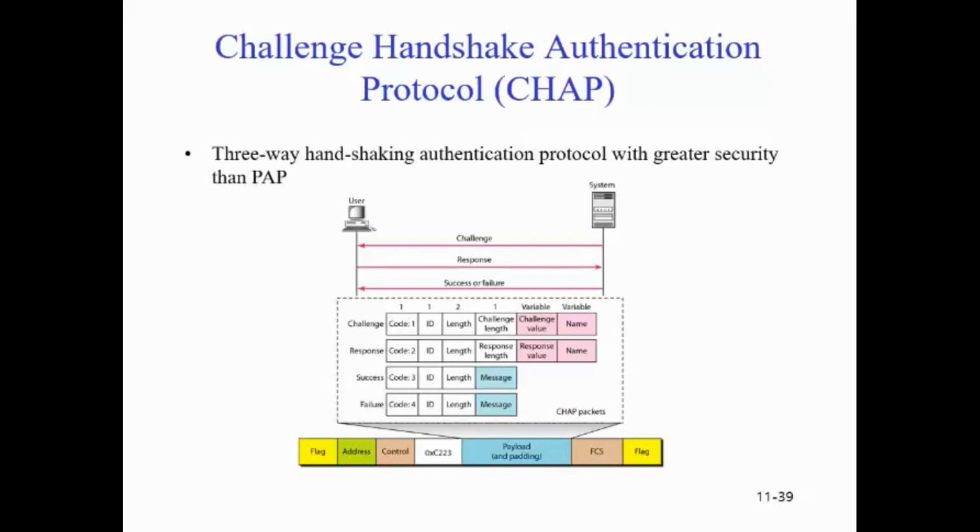The figure shows the packets and how they are used. CHAP packets are encapsulated in the protocol frames with the protocol value C223 in hexadecimal. There are four CHAP packets: challenge, response, success, and failure. The first packet is used by the system to send the challenge value. The second is used by the user to return the result of the calculation. The third is used by the system to allow access to the system. And the fourth one is used by the system to deny access to the system.